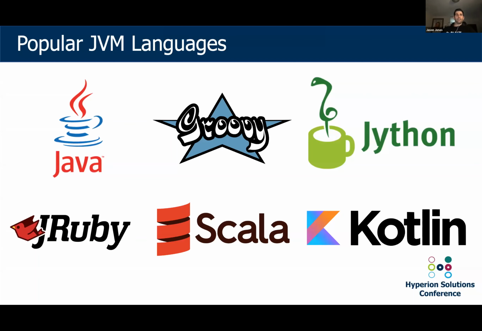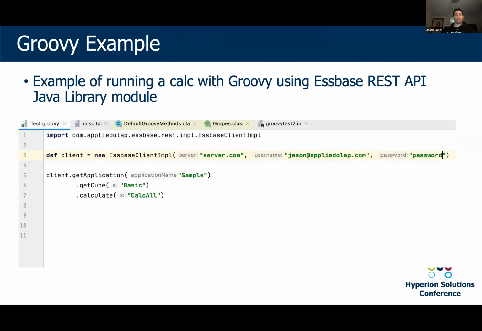So I want to take kind of that example from before where I'm just setting up a new client and do a Groovy example, right? So this is literally an entire program. This is a Groovy script. Now this Groovy script is referencing a jar file, a Java jar file, meaning the Java Essbase REST API library, such as it exists today, and now gets to just natively use that functionality.